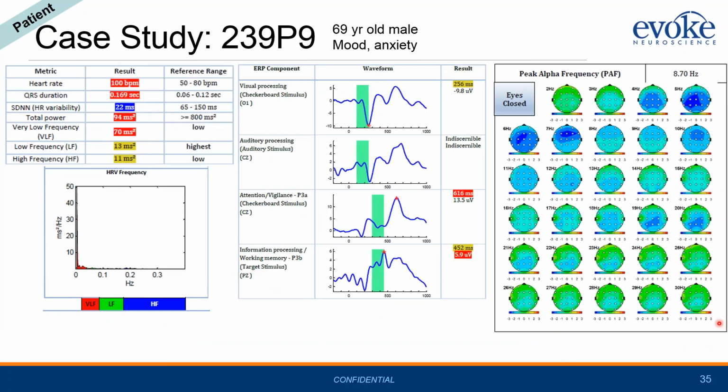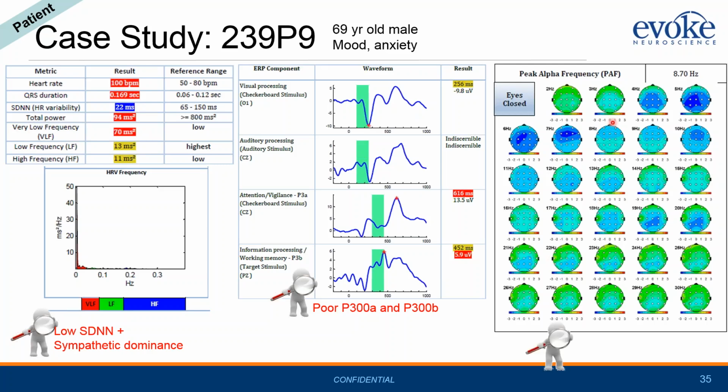Finally, moving on to a 69-year-old male. He's complaining of mood problems and anxiety. I look at his HRV. He's got low SCNN and sympathetic dominance. I look at his ERPs. He's got poor P3A and P3B. And I look at his head maps.